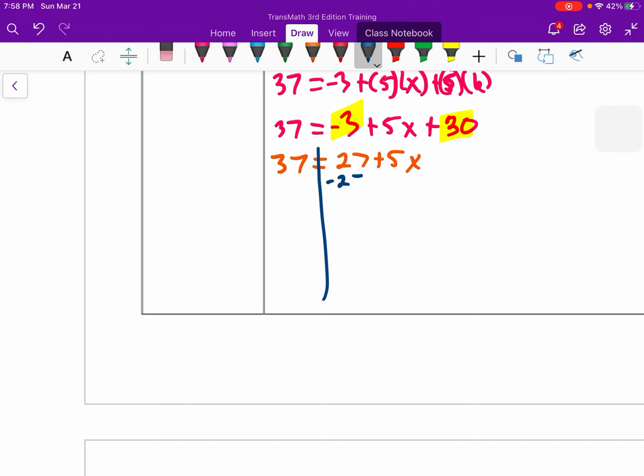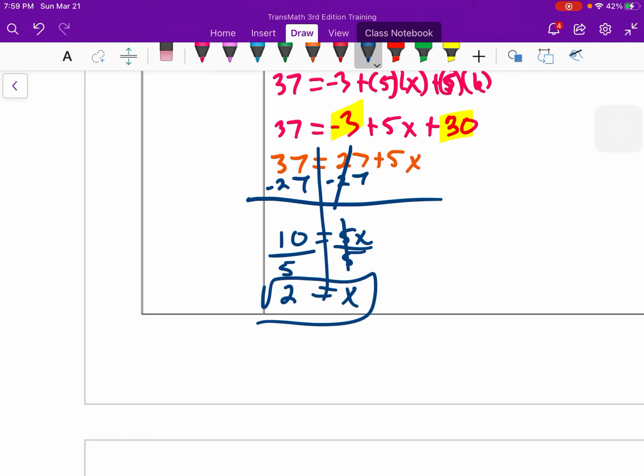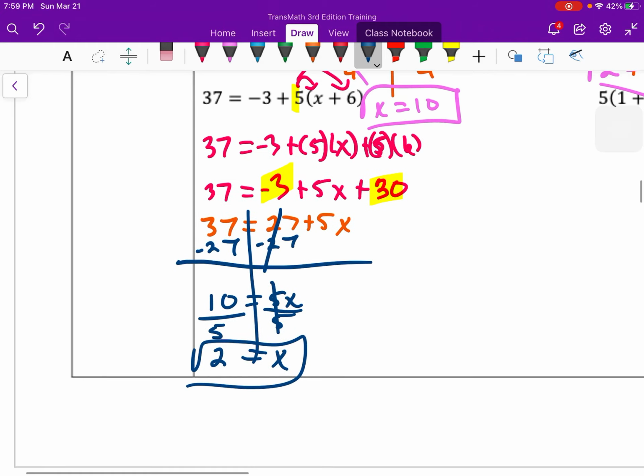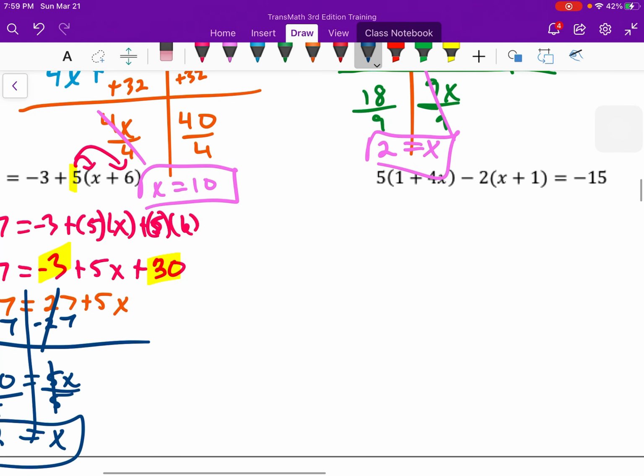So it's a positive 27, so I'm going to subtract 27 from both sides. That difference is 0, so we're left with 5x equals 37 minus 27 is 10. So we can divide both sides by 5, so we have x equals just 2. And if you're unsure again, you can plug it back in to check.